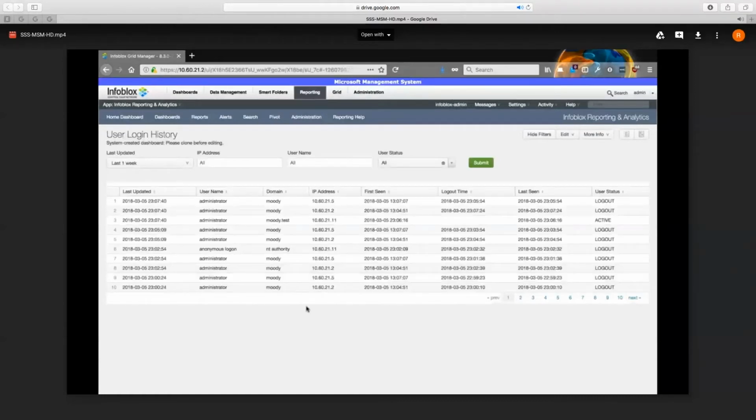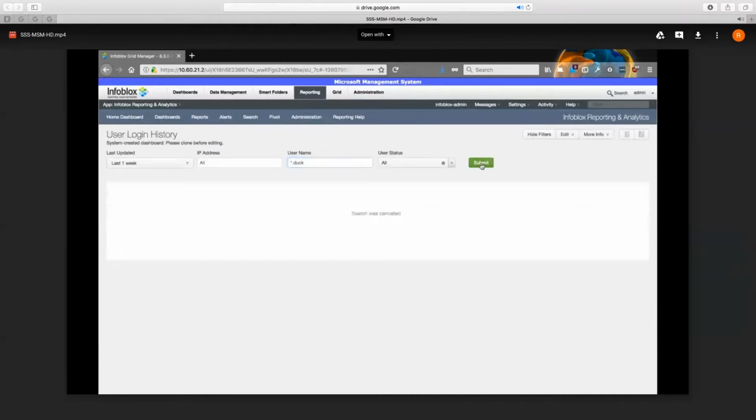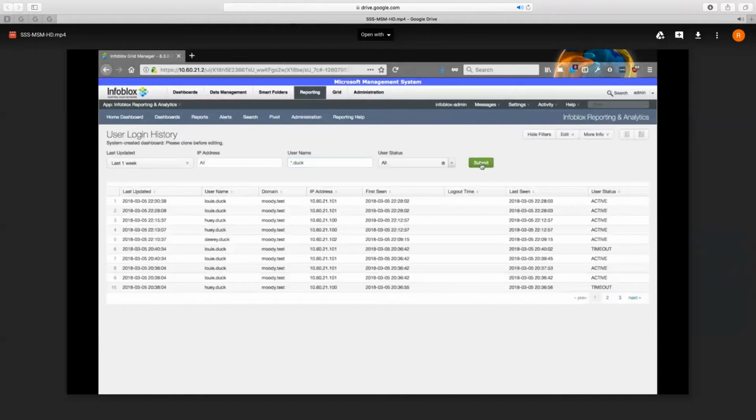And for a simple logon history, obviously Splunk is picking up all of this information. We can do searches like this, and we can see Huey, Dewey, and Louie. Obviously, any information that's brought across into NIOS will end up in the reporting server, so we can use that information for reports as well. Anyway, that's a very quick demo.